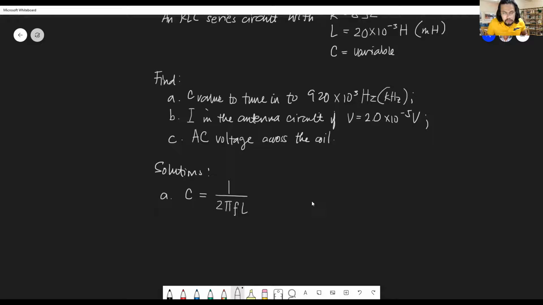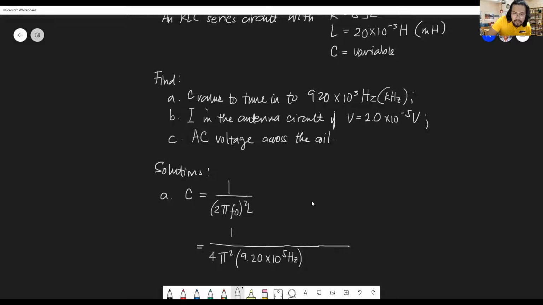Oh, sorry, this is for X sub C. So the formula for C is actually 1 over 2 pi F sub 0 squared times L. So this is 1 over 4 times pi squared times F sub 0, which is 920 kilohertz, so it's 9.20 times 10 to the 5 hertz, squared. And we have the henry value for the inductor, 20 times 10 to the negative 3 henry.